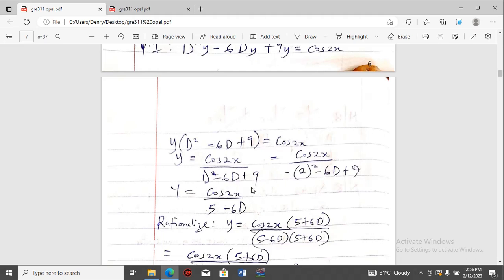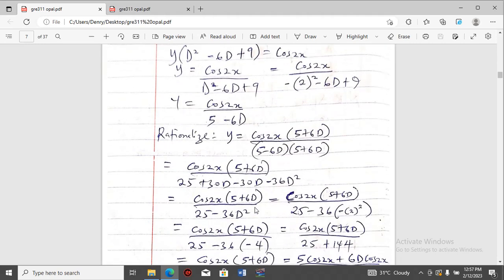So you do the normal solving, and you end up having cos 2x all over 5 minus 6D. Then you rationalize, multiply both the numerator and the denominator with the inverse of the denominator, or should I say the opposite, which is 5 plus 6D, or should I say the prime of the denominator. In there you want to do it. This is math. We are not in English class. So you multiply that.